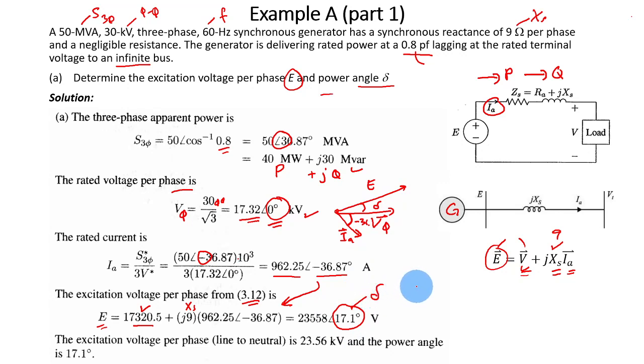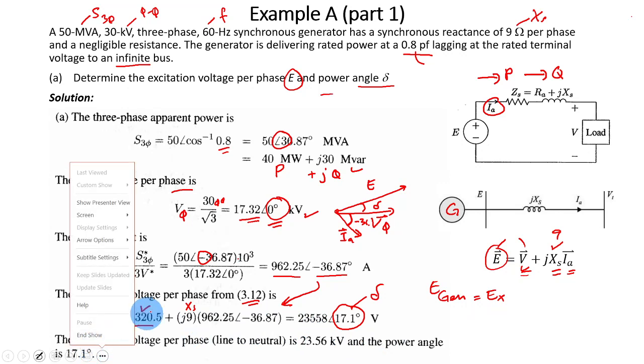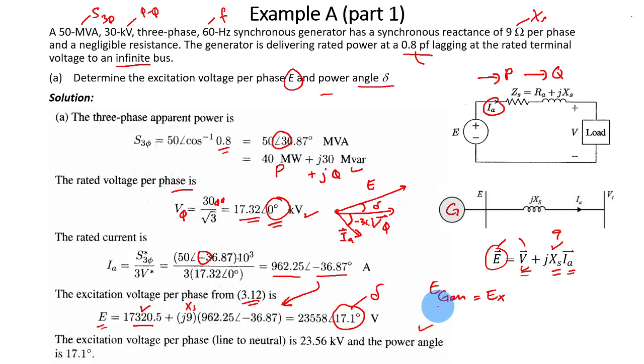Let's say here the excitation voltage per phase. E here is the generator voltage or excitation voltage, the same thing. So E generator is equal to excitation voltage. The voltage is 23.56 kilovolt at the power angle of 17.1 degrees. I hope you understand this part. Let's go on to the next part.